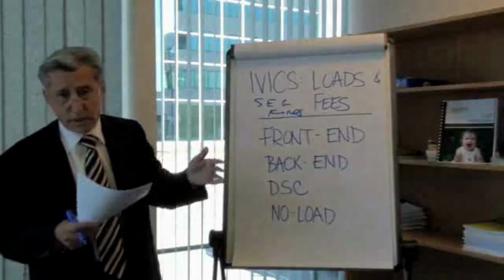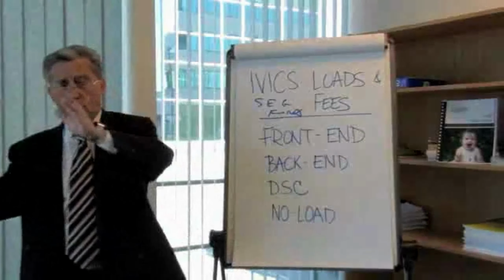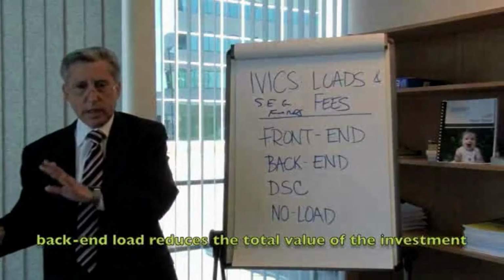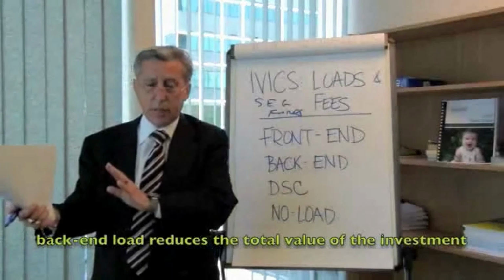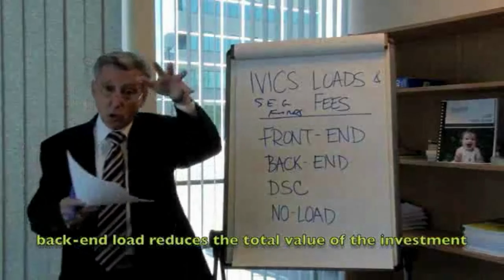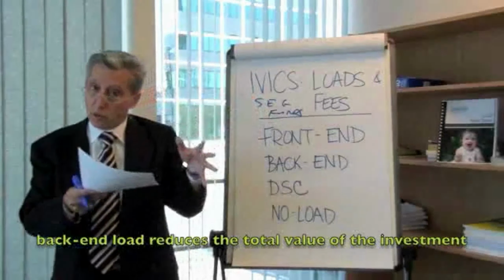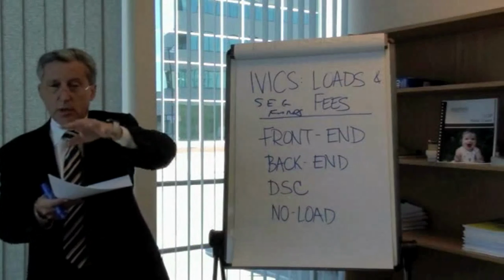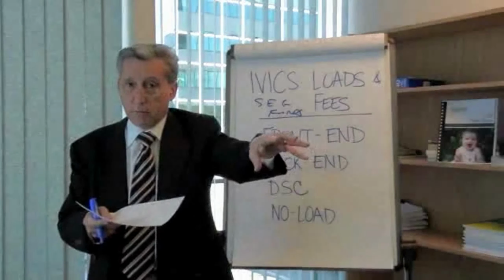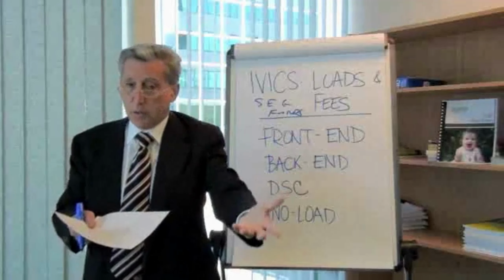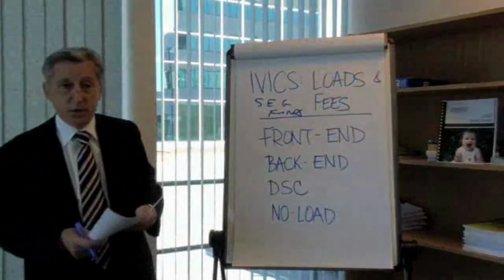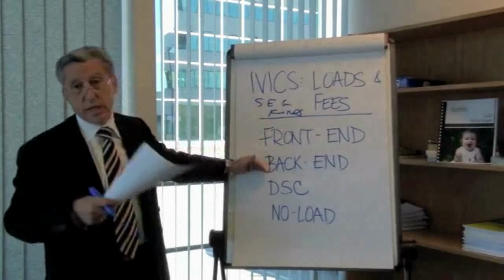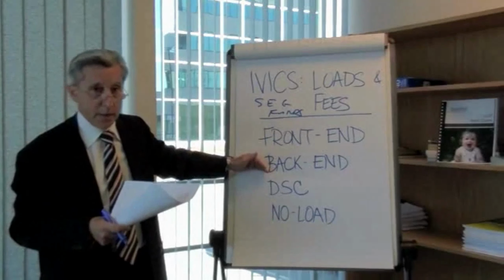The back-end load is the exact opposite. It basically says when you take money out at the other end, so for example, 10 years from now, you decide that you want to cash out, they will charge you, say, 5% of the total fund value. So it isn't just your money only, it's whatever the value is 10 years down the line. Let's say 5% of that value will be taken off, and then the rest of the money will, of course, be paid to you. So those are two fundamental differences. One is right up front, the other one is at the back end.